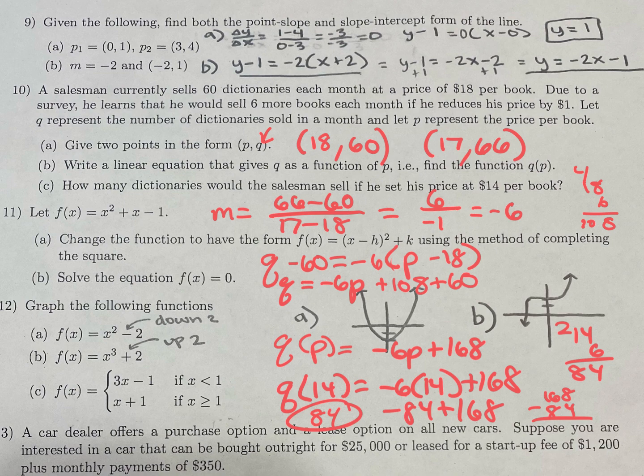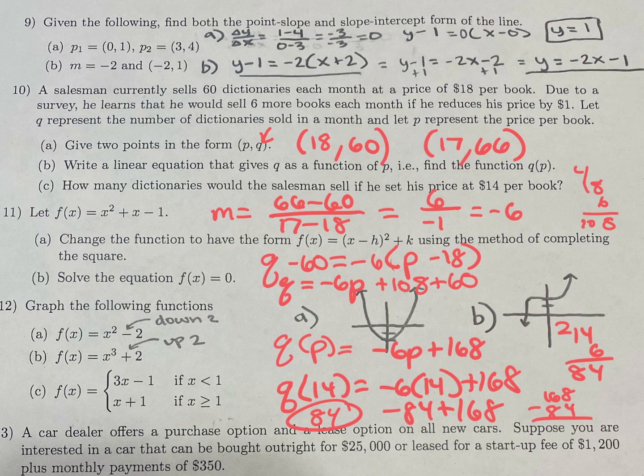A way to double check that is, if the price is 14, that means from 18, I'm subtracting $4. So the number should go up by 24. Yeah, that's right. So 84 is right. Perfect. All right. So that was question 10.